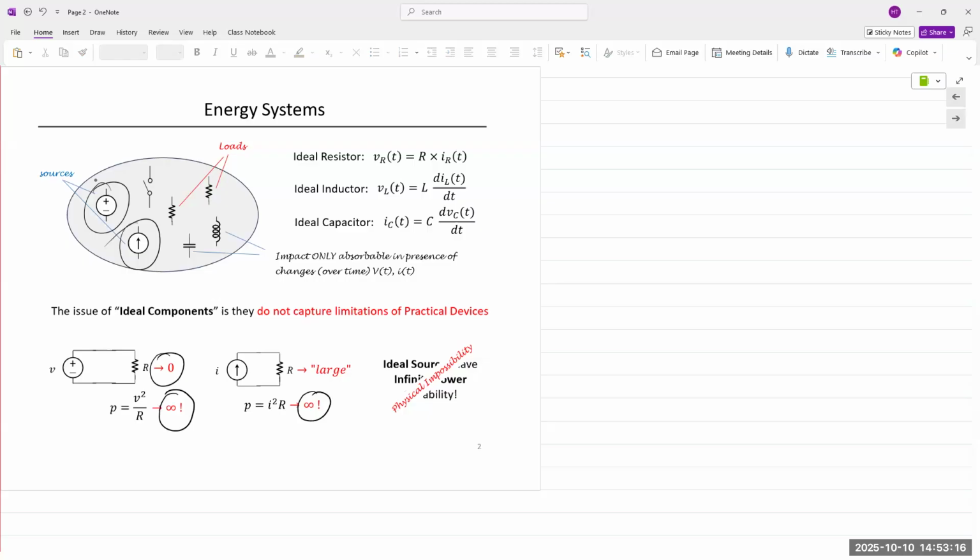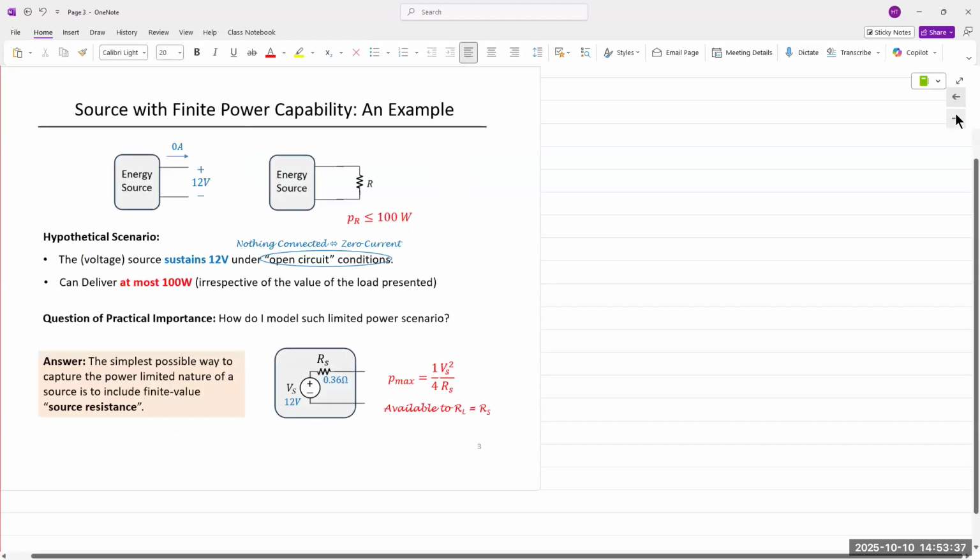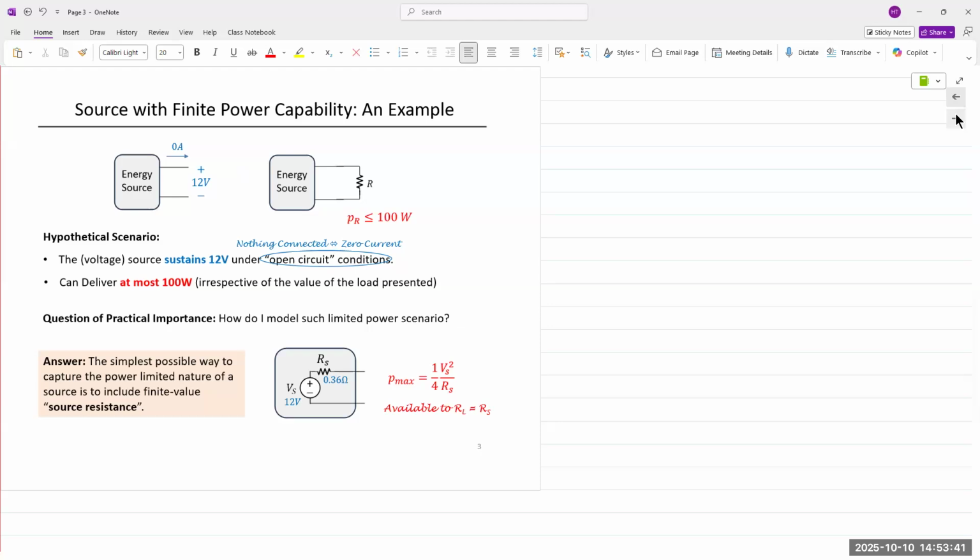We can perform initial calculations, our theoretical calculations, but at some point we have to take into account practical limitations of real life components. And so ideal sources do not have infinite power capability. We can model voltage sources and current sources as having resistors in either series or parallel.